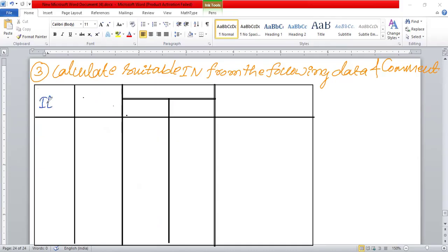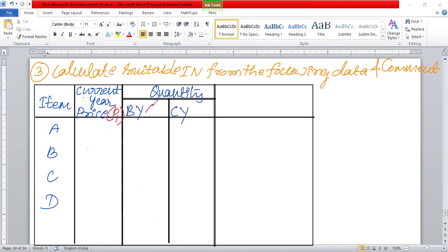The first one, items A, B, C, D. Current year price. Now here quantity. Base year, current year. Now identify the notation. Current year price is P1. Quantity is Q0 and Q1.